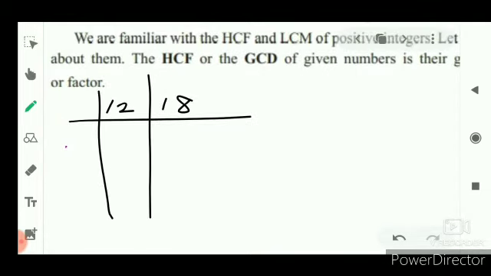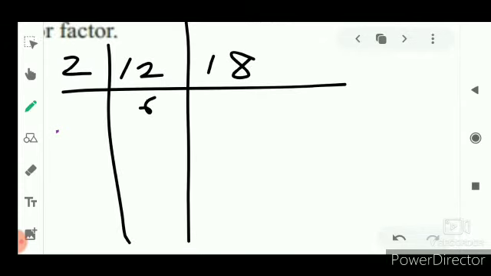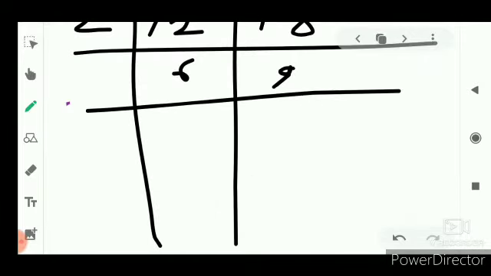So by which number are these both divisible? Yes, the smallest prime number by which these are divisible is 2. So we will divide both of these by 2. 2 6s are 12 and 2 9s are 18. So we get 6 and 9. These both 6 and 9 are divisible by 3. So we will write 3 here. 3 2s are 6 and 3 3s are 9.